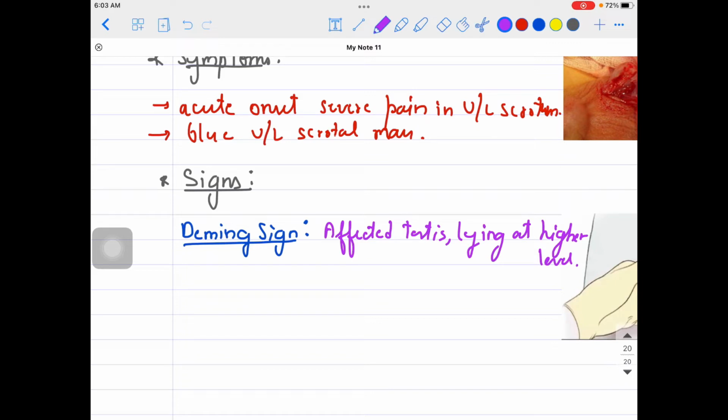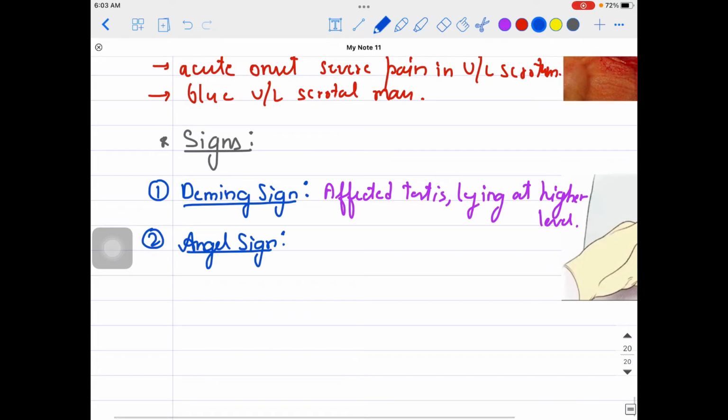There is one more sign which can be seen in these cases, which is the Angel sign. What do I mean by the Angel sign in testicular torsion? Here the testis which has undergone torsion will be transversely or horizontally placed. So the affected testis will be transversely placed. Clear?